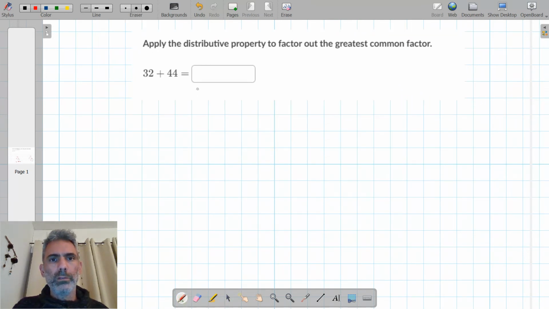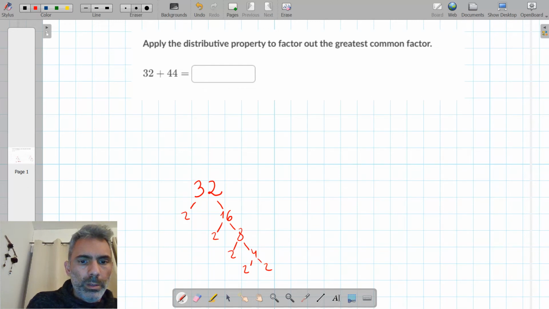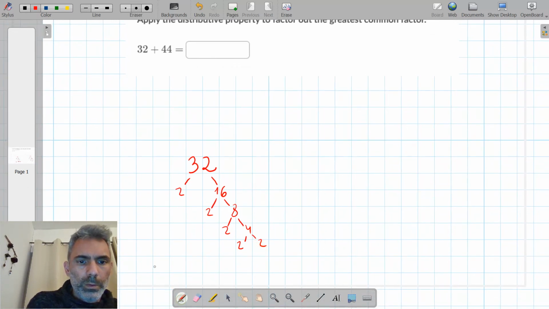Apply the distributive property to factor out the greatest common factor. Okay, so 32 is 2 times 16. 16 is 2 times 8. 8 is 2 times 4. 4 is 2 times 2. So we have 1, 2, 3, 4, 5. 2 to the 5th power is 32.